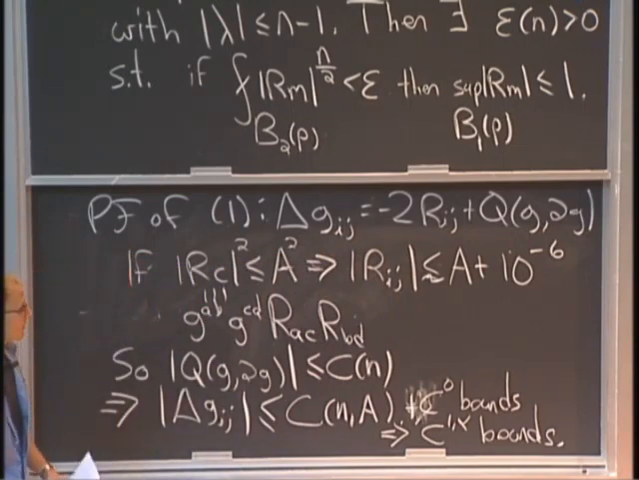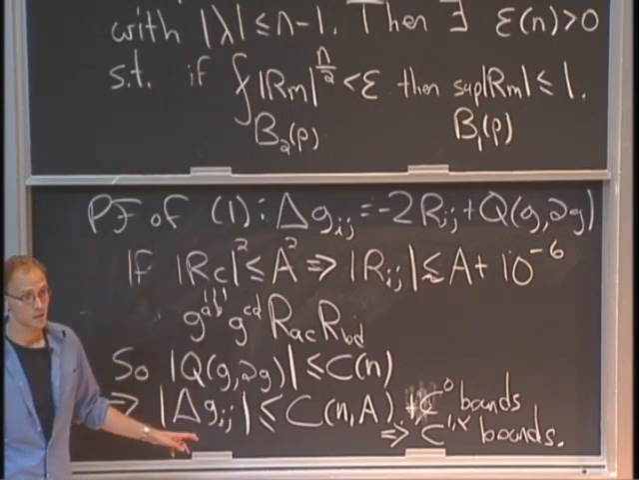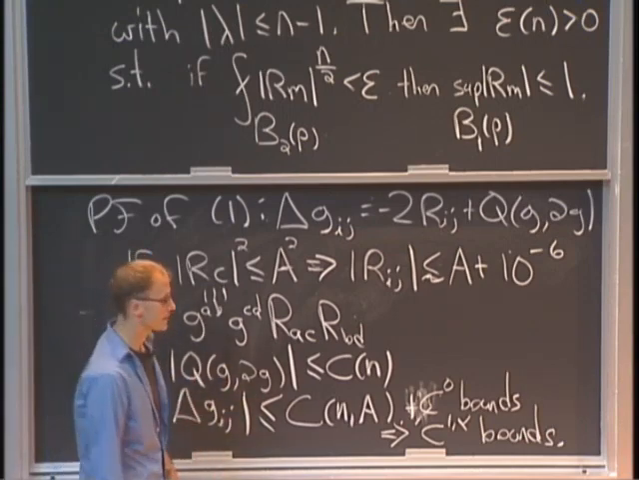So the point here of harmonic coordinates is that we're forcing a coordinate system where the components of the metric tensor solve an equation. So we can use elliptic regularity on it.